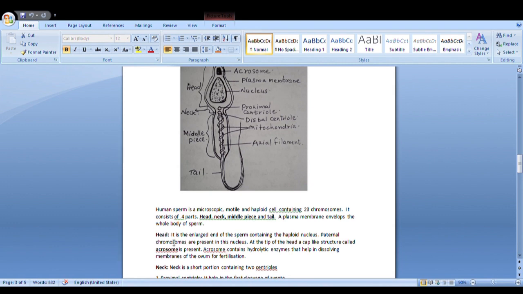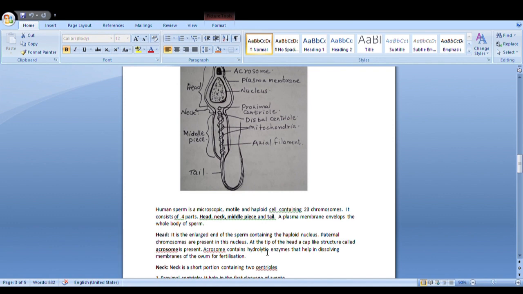See the head portion. It is the enlarged end of the sperm containing the haploid nucleus. The enlarged portion of the sperm is the head. It contains the nucleus, marked here. It contains the paternal chromosomes. 23 chromosomes are there, contained in this nucleus.